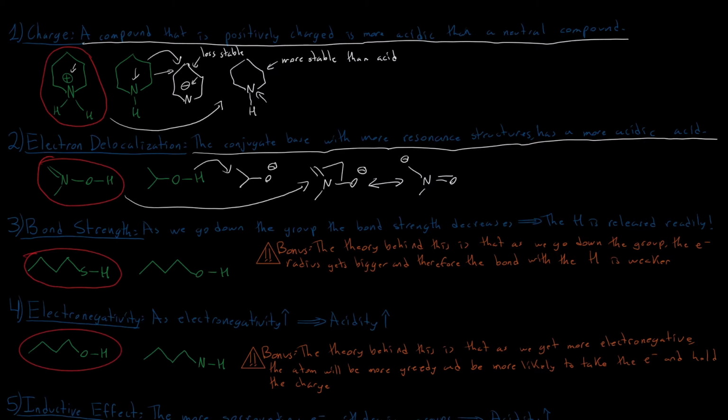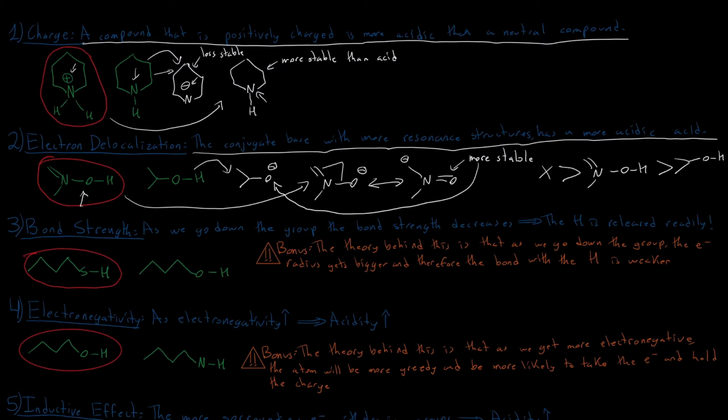And compounds with resonance structures are more stable than compounds without resonance structures. Therefore, this base over here is more stable than this one. This also applies when we have more than two resonance structures. So if we were to have three compounds over here, and one of them had more resonance structures than this one, then it would also be more acidic than this one. So we'd have compound X greater than the double bond NOH, which is greater than the O and the H.